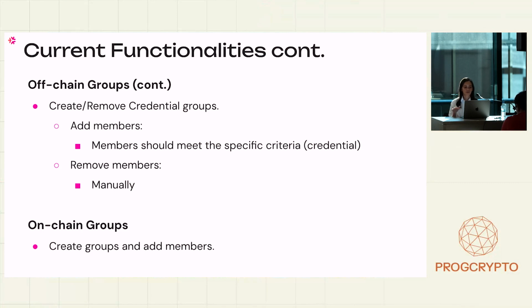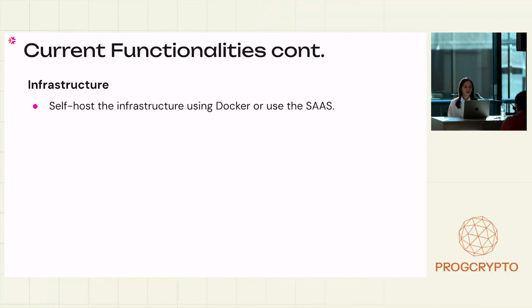For on-chain groups, right now, you can create groups and add members. We'll work on on-chain groups later to have the same functionalities as the off-chain groups. And yes, for now, creating groups and adding members. Regarding the infrastructure, you can self-host it using Docker, or you can also use the SaaS application.